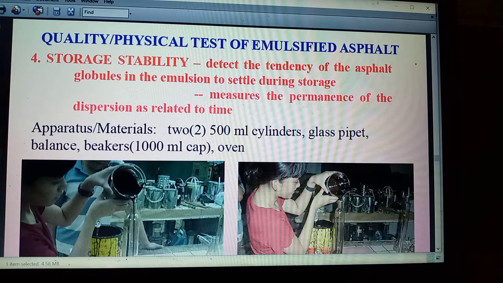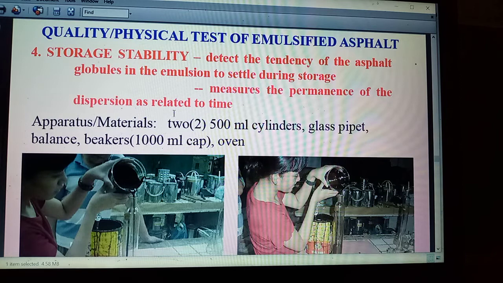Okay? So, let's proceed. Ito naman yung another quality test for emulsified asphalt. So, let's have storage stability. Okay? It detects the tendency of the asphalt globules in the emulsion to settle during storage. Okay? So, it measures the permanence of dispersion as related to time. Okay? So, ang apparatus and materials na gagamitin natin is dalawang 500 ml cylinders.